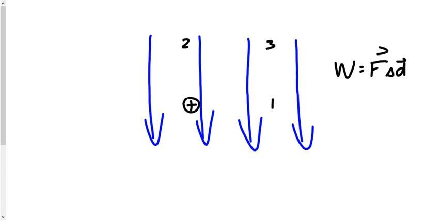Which way is the force acting on this positive particle in this situation? Downwards. Which way is the displacement if we're going to position 1? It's to the right. The displacement's to the right. Are that force and displacement parallel to each other? No. So there wouldn't be any work required to move it from this position to position 1. Make sense? Let's make a little table here.